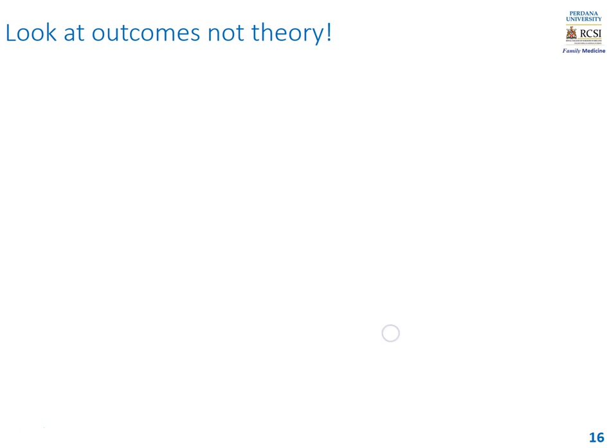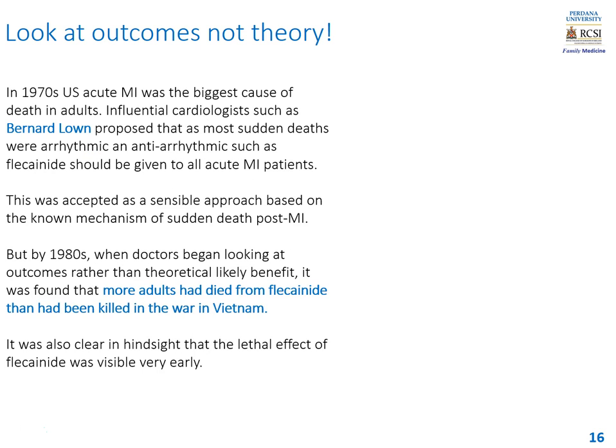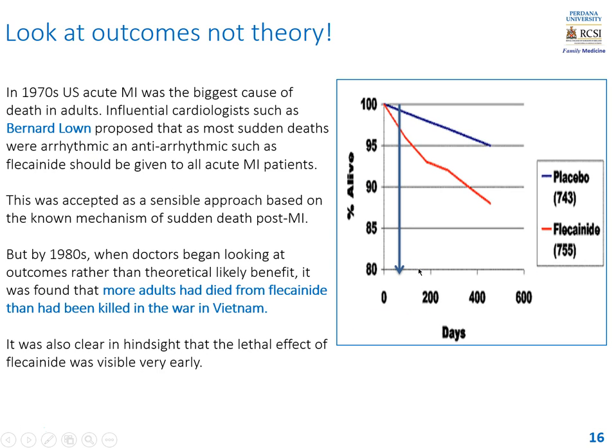What about expert opinion? How does that harm? Well, in the 1970s in the US, myocardial infarction was a big cause of death, and most of those deaths were sudden deaths. And most sudden deaths are arrhythmic deaths due to either sustained ventricular tachycardia, then becoming ventricular fibrillation, or ventricular fibrillation itself. Bernard Lown was an influential cardiologist and guru who suggested sensibly that flecainide, a drug that suppressed arrhythmia such as ventricular tachycardia, should be given to all acute MI patients.